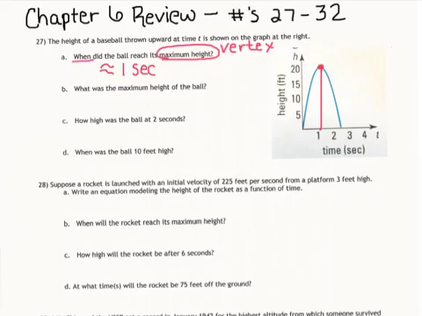Now, letter B is also asking about the maximum height, so that's still talking about the vertex. But this time the question says, what was the maximum height? So I'm answering that with a height, not with a time, which means that I'm still looking at the vertex, but I want to look at the height instead of the time. Okay, and I would say that's right about 20, this is in feet, right? Yep, 20 feet. It's the maximum height of the ball, 20 feet.